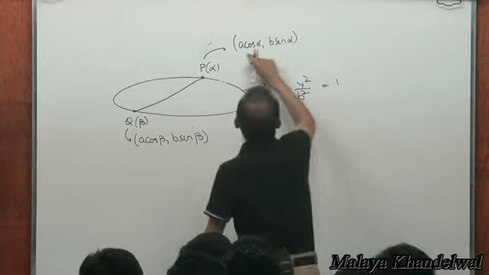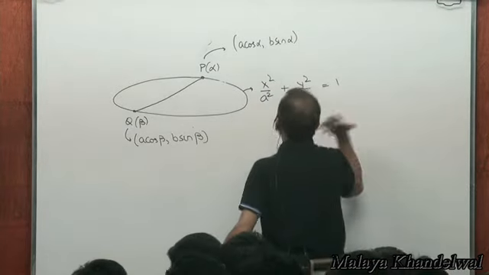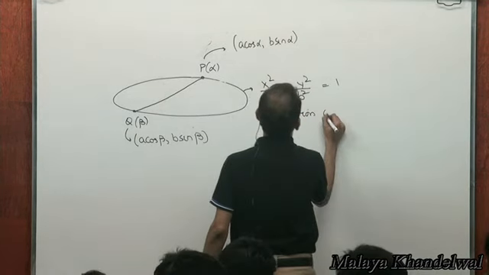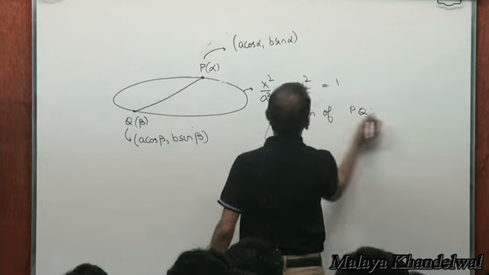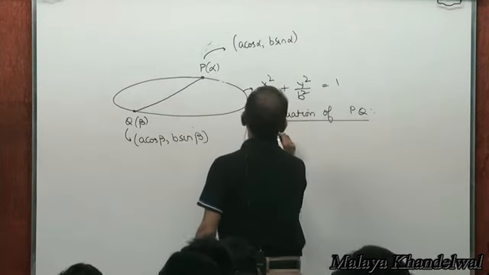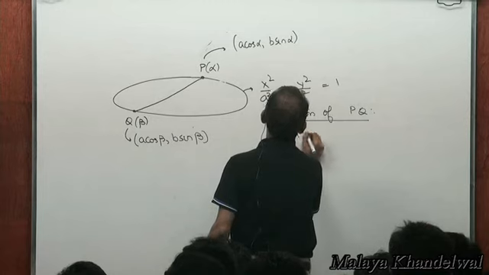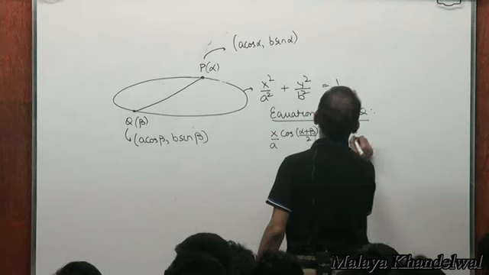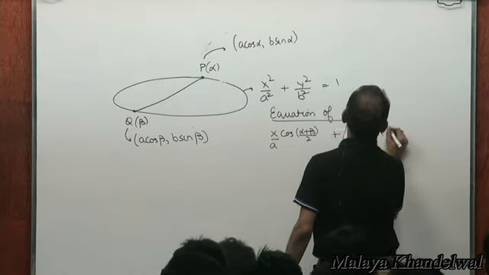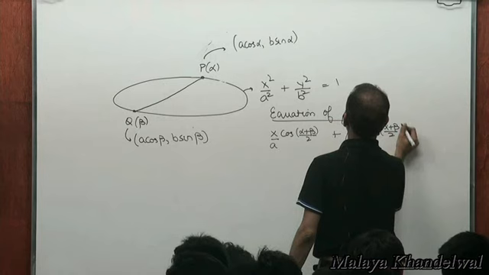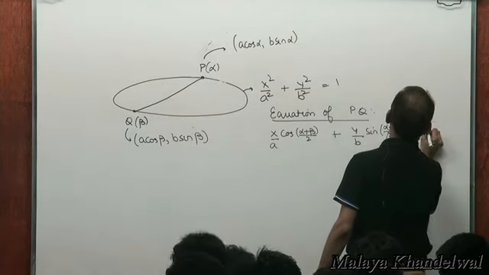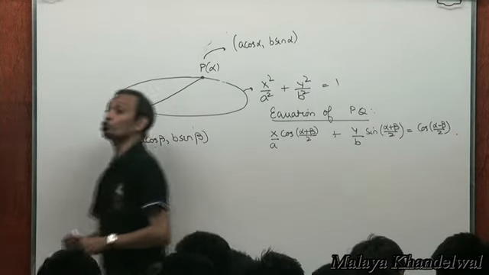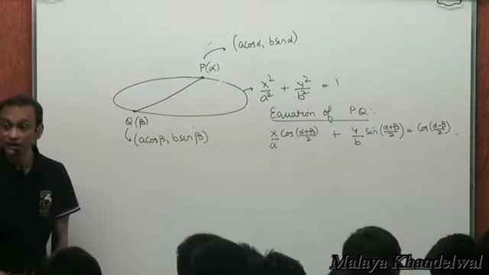The equation of PQ you can find using the coordinates of these two points. That will finally turn out to be x cos((alpha plus beta) by 2) by A plus y by B sin((alpha plus beta) by 2) equal to cos((alpha minus beta) by 2), which is the equation of the chord joining two points with eccentric angles alpha and beta.